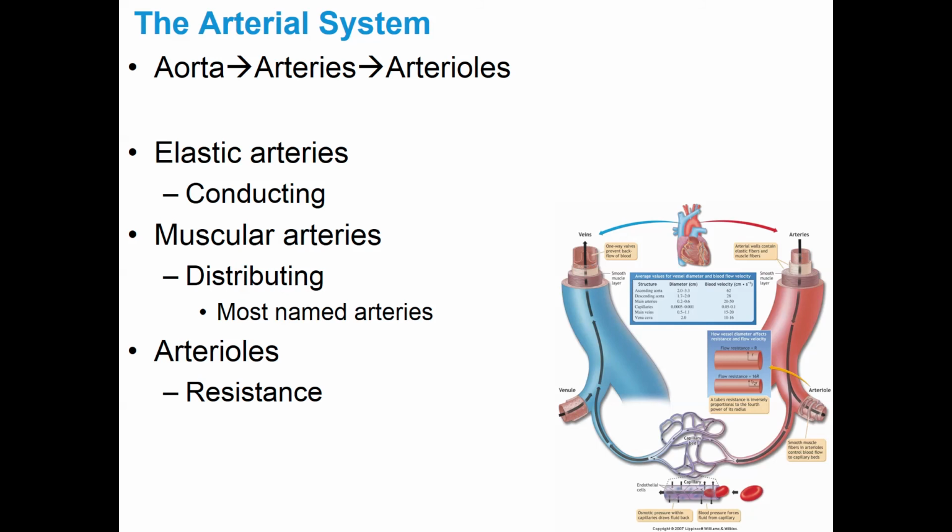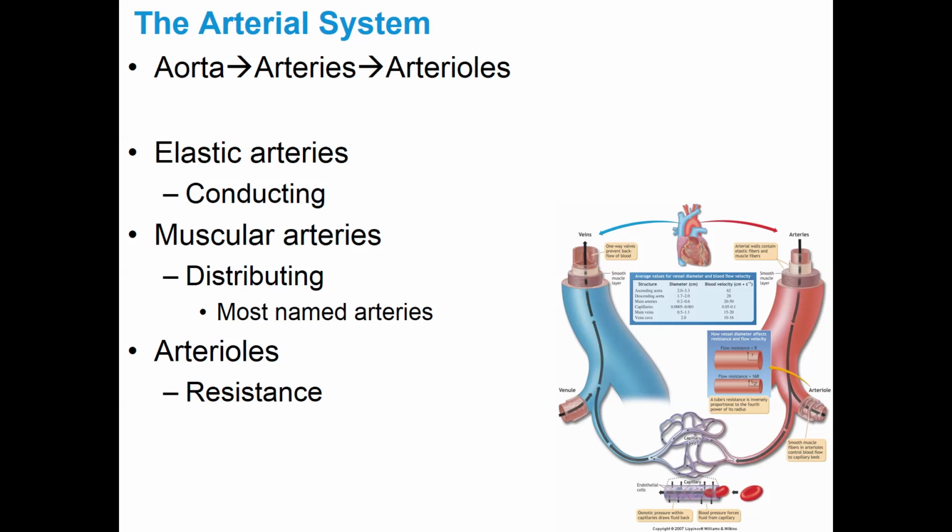So their job is to conduct blood flow from the heart and then get it to the slightly smaller vessels, which are the muscular arteries. In the case of the muscular arteries, those are most of the named arteries that you might be familiar with. Things like your radial artery, where you take your radial pulse, femoral artery in the groin area, popliteal artery on the back of the knee, those kinds of arteries that you might be familiar with because they're relatively shallow. Those would fall under the category of muscular arteries.